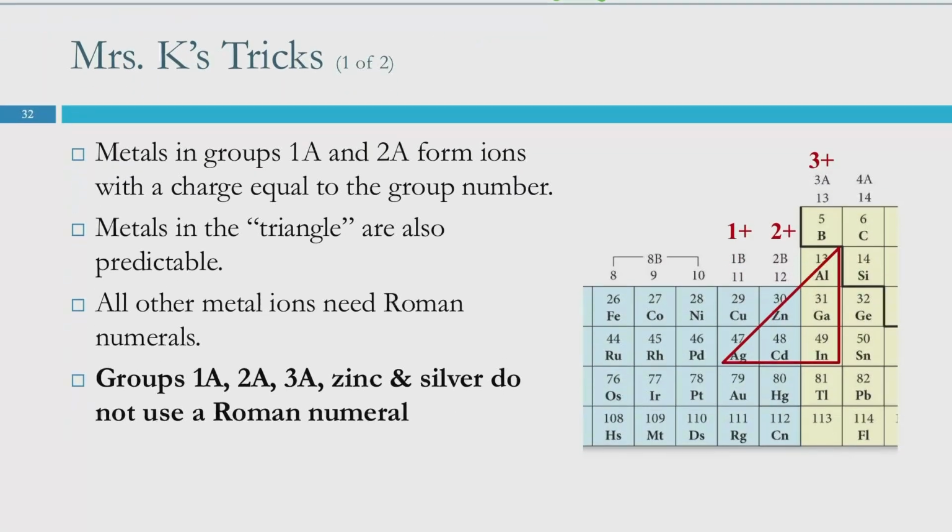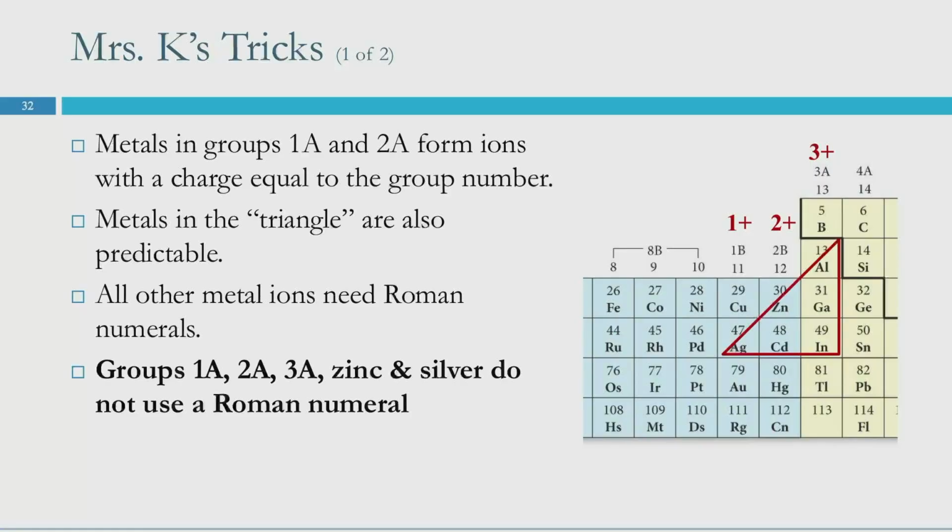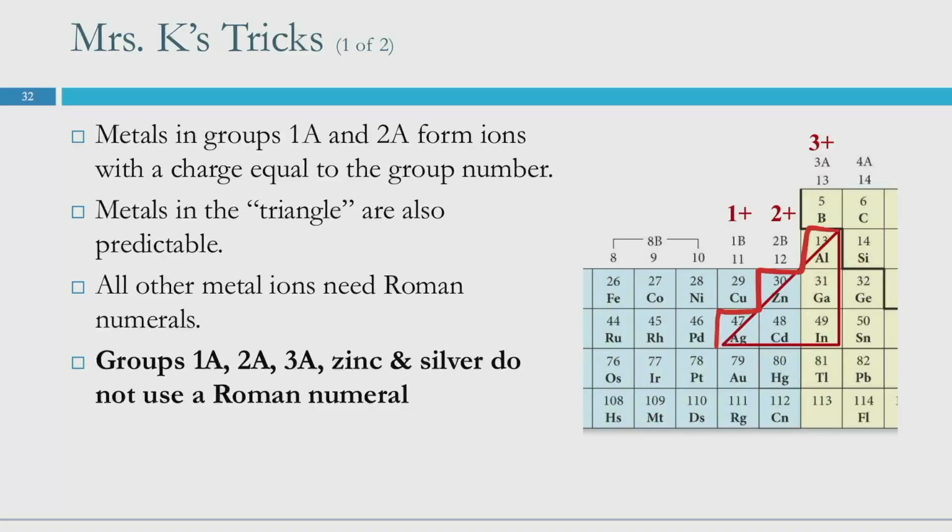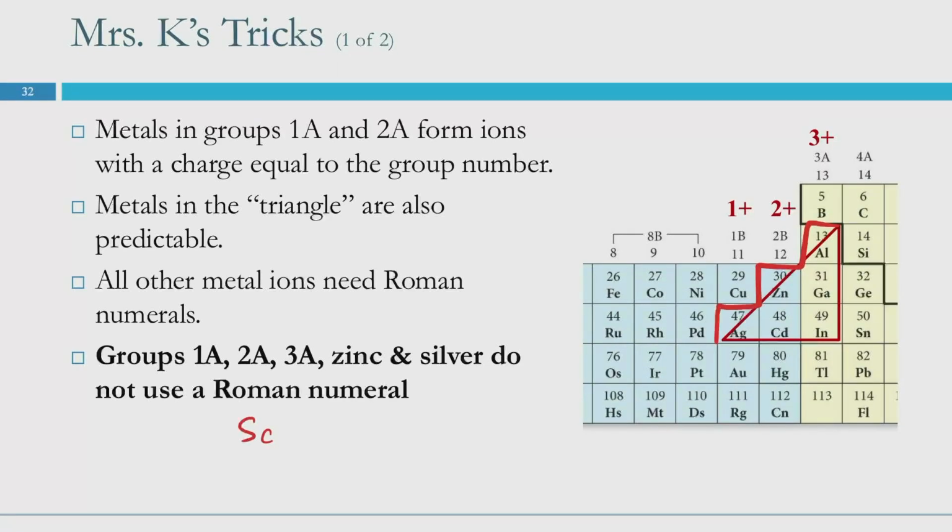All right, some tricks. They're not my tricks, but some tricks. Metals in group 1A and 2A form ions with a charge equal to the group number. We talked about that already. The metals that are in this triangle are also predictable. I think this might also apply to cadmium, but I'm not 100% on that. But definitely this staircase method for the triangle works. 3, 2, 1. Aluminum, zinc, silver for that 3, 2, 1. And scandium is also a 3+.